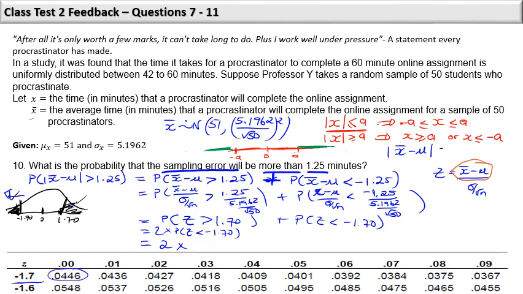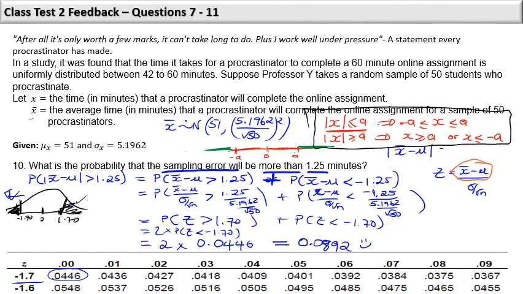the area for 1.70, which is 0.0446. That gives us an answer of 0.0892. Quite easily done. So all you need to know when they're asking you about the sampling error is these two lovely inequality relationships.